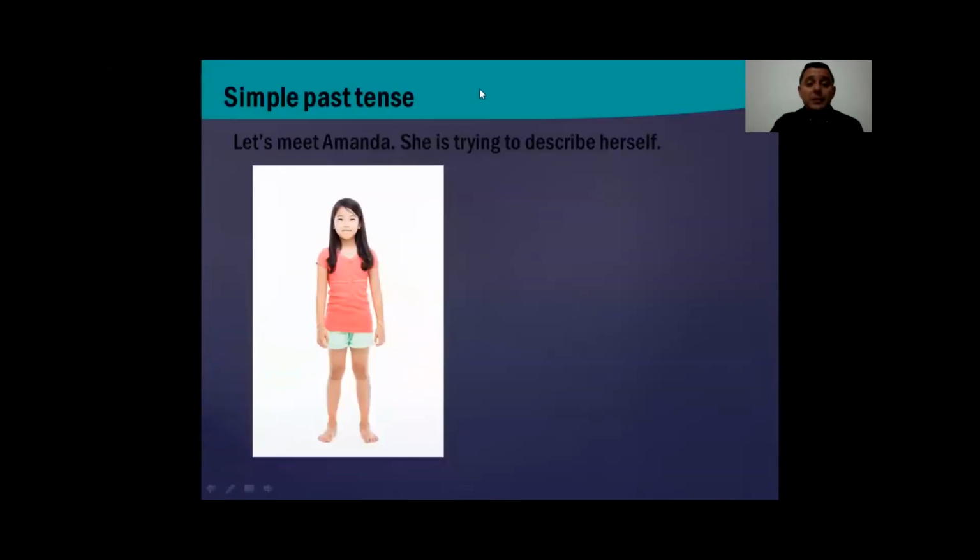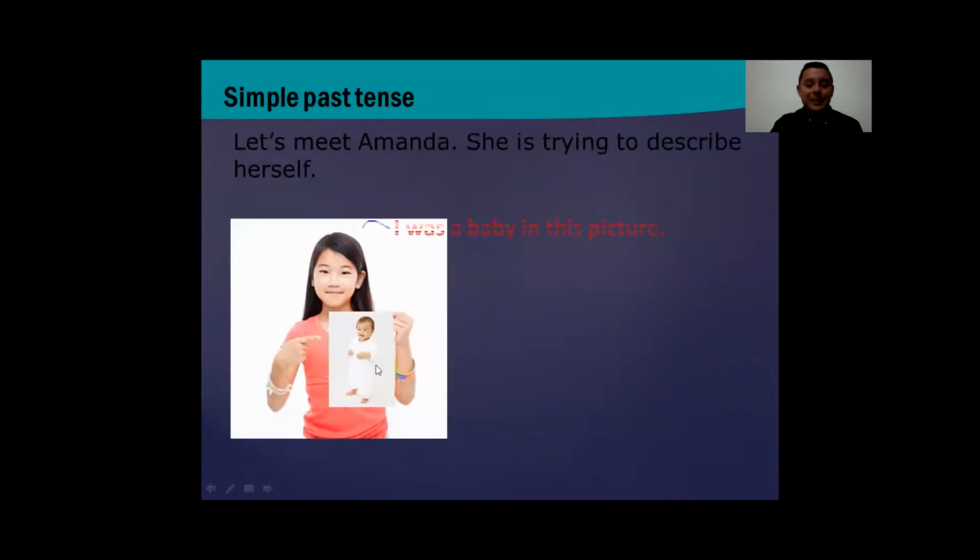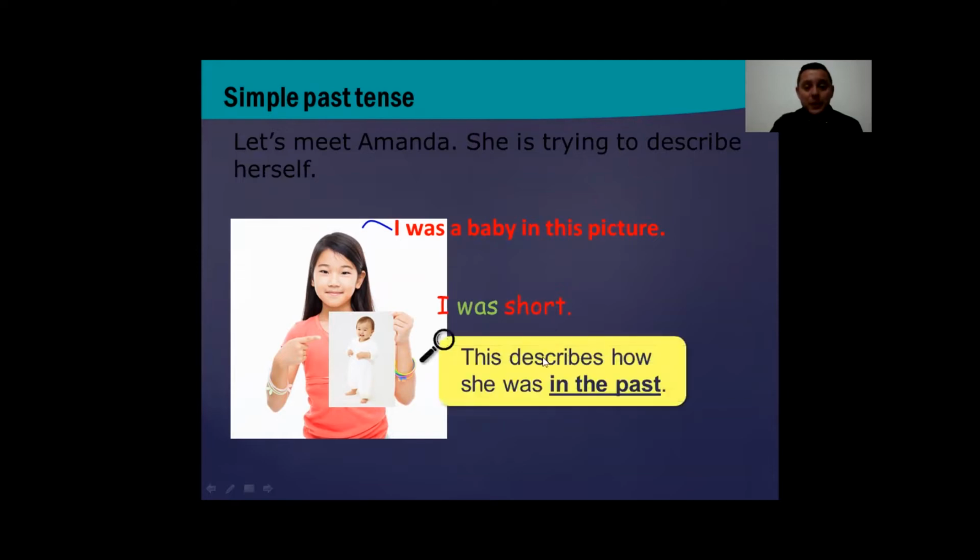So, let's check this little girl. Her name is Amanda. She says, "Hi, I'm Amanda." And she says, "I'm tall." So, this describes how she is now. Let's check Amanda's baby picture. Amanda says, "I was a baby in this picture." And she says, "I was short." So, this describes how she was in the past, not now.